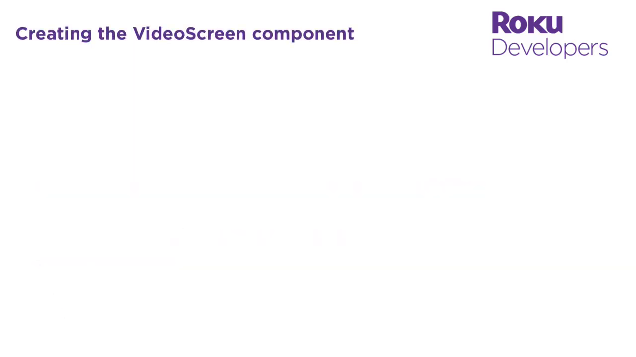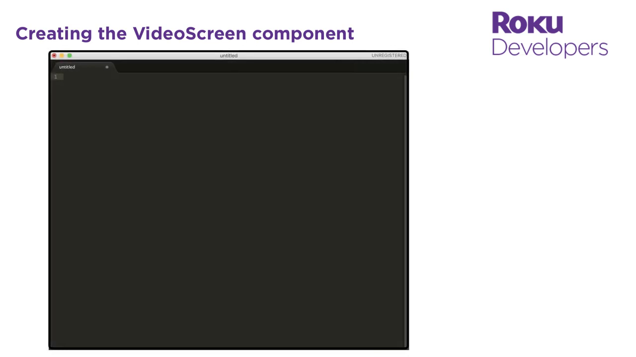To create the video screen, open a new file in your text editor or IDE and create a component named VideoScreen that extends the Rectangle component. And we'll include a reference to the Roku SceneGraph XML schema. Next, let's add a script element that points to the corresponding video screen BrightScript file, which we'll create next.